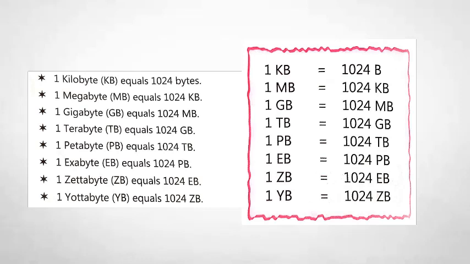1 exabyte equals 1024 petabytes. 1 zettabyte equals 1024 exabytes. 1 yottabyte equals 1024 zettabytes. With this, we have completed chapter 2, computer memory.